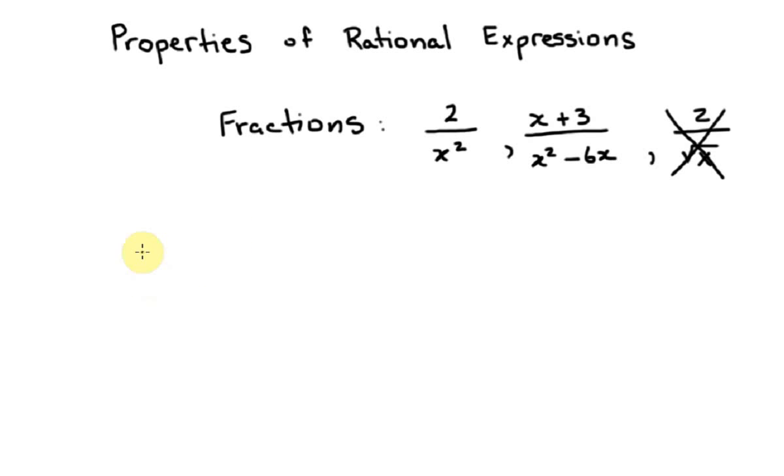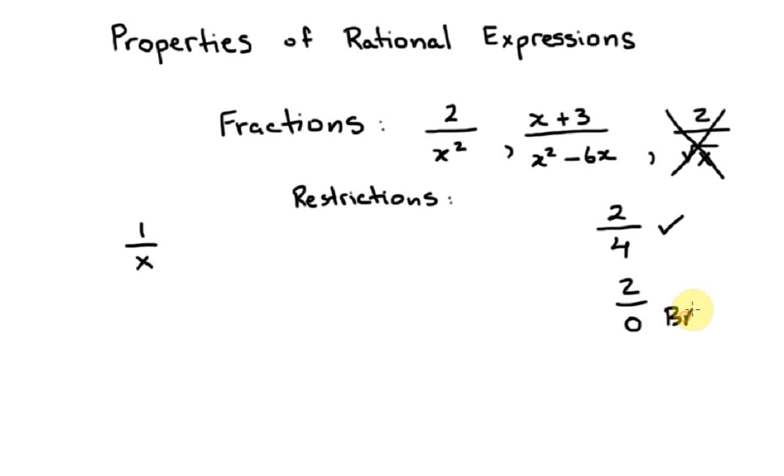So what we're going to do is look at some of these things. Here's a nice simple rational expression. And the big thing we're going to talk about are restrictions. So what do we mean by restrictions? Well, when you're dealing with fractions, 2 divided by 4 is okay, because that's just like 1 over 2. That's all right. But what if you tried to do 2 over 0? Oops, can't do that. Anytime you try to put a 0 on the bottom, this is bad.